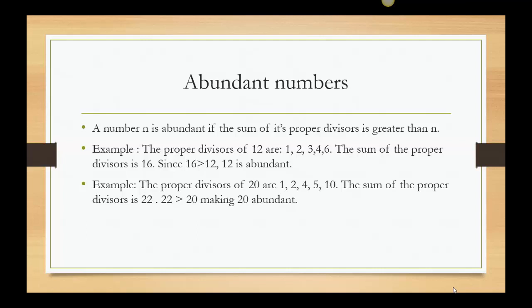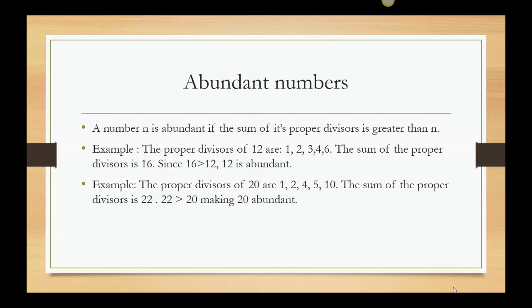All right, so let's pick another example. Let's say 12. 12 has a bunch of divisors. It has 1, 2, 3, 4, 6. So now we want to add those up. I add 1 plus 2 plus 3 plus 4 plus 6, and I get 16. So 16 is bigger than 12. With deficient, we are looking for less than. With abundant, we're looking for greater than. So 16 is greater than 12. That makes it abundant.